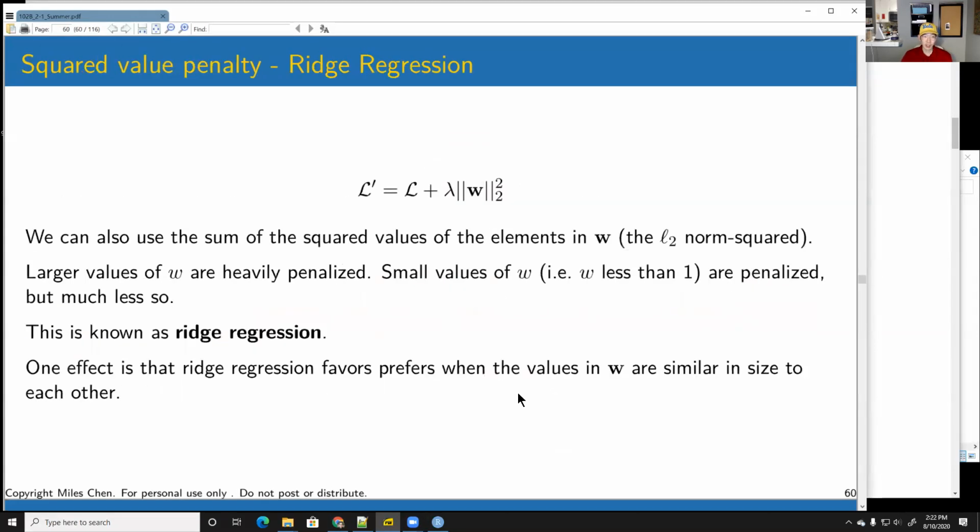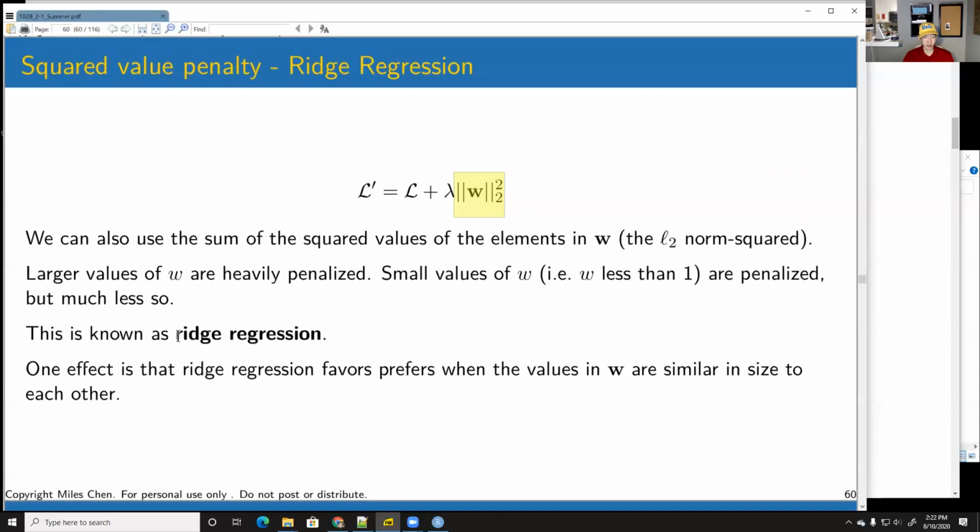And then there's another, and this is ridge regression, okay? You take the L2 norm, and this will basically be the sum of W squared, the L2 norm squared. So it's the sum of the squared values in W. You take each of the W elements and you square them, and larger values of W are penalized heavier. This is the penalty factor. Large values of W are penalized heavier, smaller values of W are penalized less. And this is known as ridge regression, okay? And one effect of ridge regression is it prefers when values in W are similar in size to each other, okay?